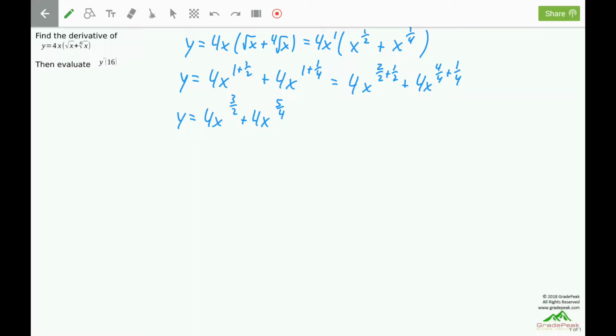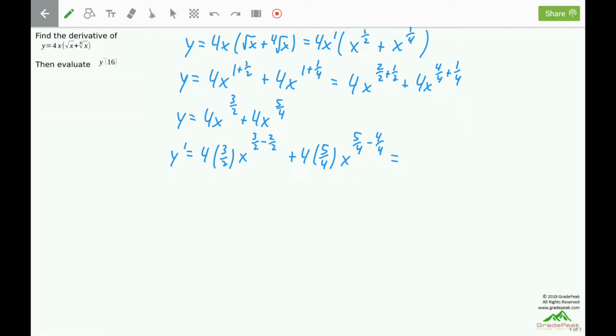Now we have terms that are combined by addition, and these terms can be taken individually for the derivative and add the results together. Each one is a power rule. Let's find the derivative now. Y prime will be 4 times, bring the 3 halves down and subtract 1 from it. I will call that 2 halves for the common denominator, plus 4 times, bring the 5/4 down, x raised to the 5/4 minus 1, which I will call 4/4.